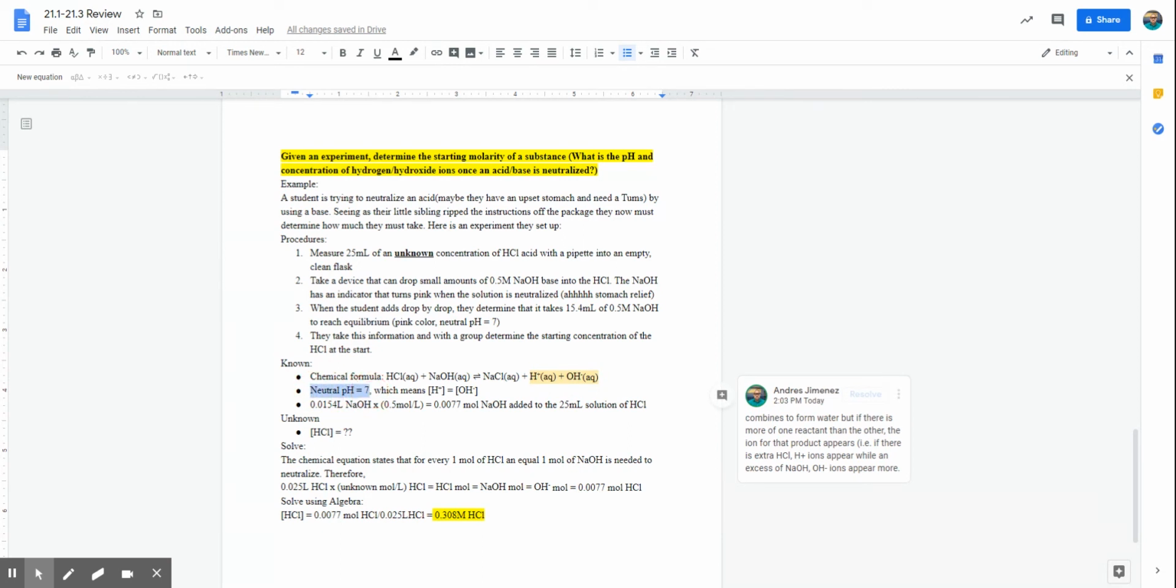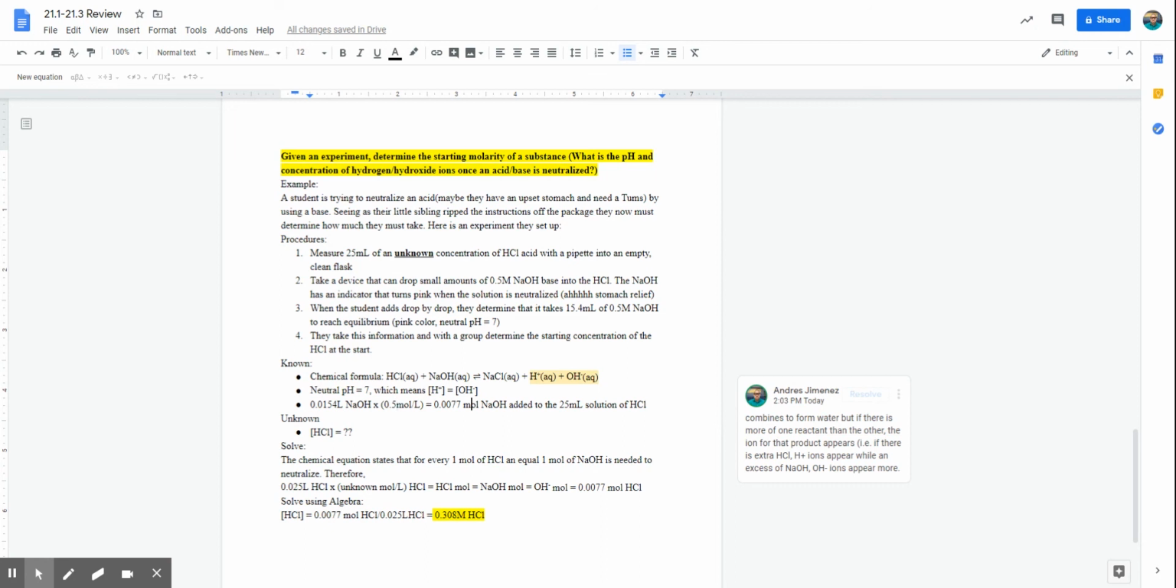So a neutral pH tells us that the H plus and the OH negative, so the hydrogen and hydroxide ions, are equal in concentration and in value. So if I do a little math, I can determine how many moles of NaOH I had. I had 15.4 milliliters, but I need to convert that to liters. We always deal with liters of NaOH. And if I multiply that by the molarity, moles per liter, the liters cancel. So this liter cancels with that liter, and I'm left with moles of NaOH.